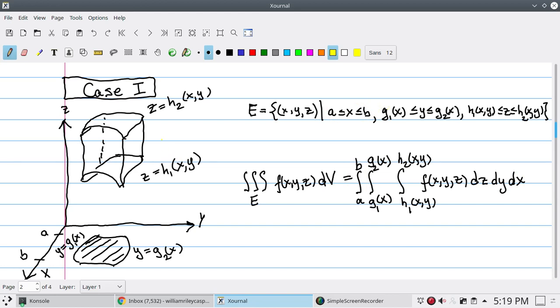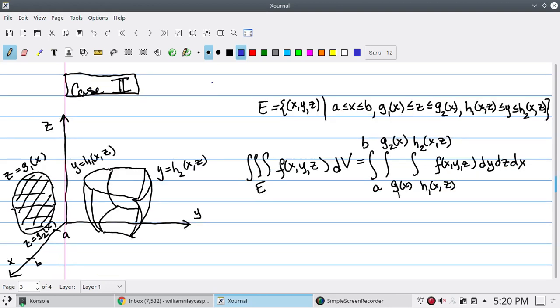I want to think about here as well this region in the xy plane as sort of the shadow of my three-dimensional solid region E. So if I put a light up here and it was shining down on it, this is the shadow that would be cast by our three-dimensional region. So that concludes the first case.